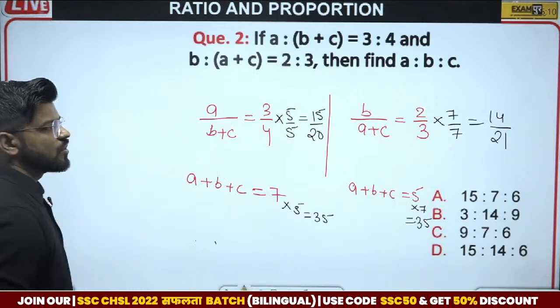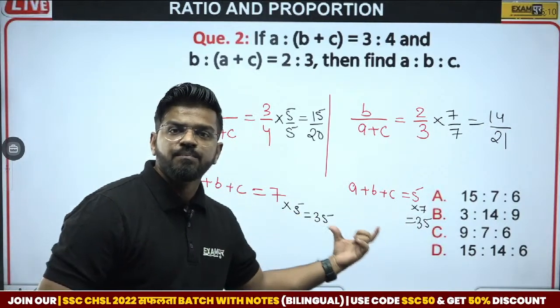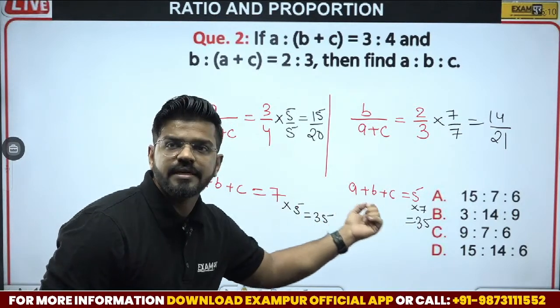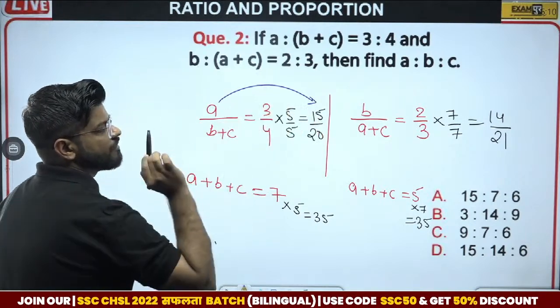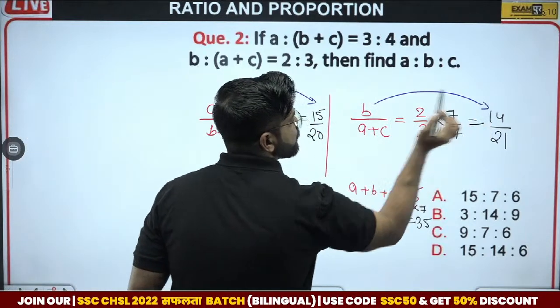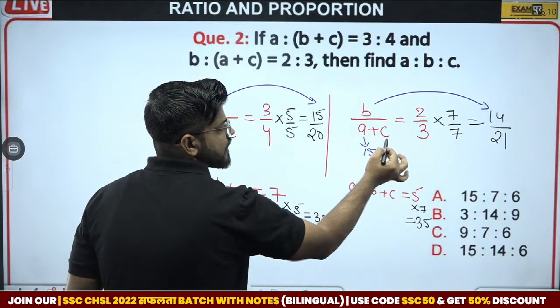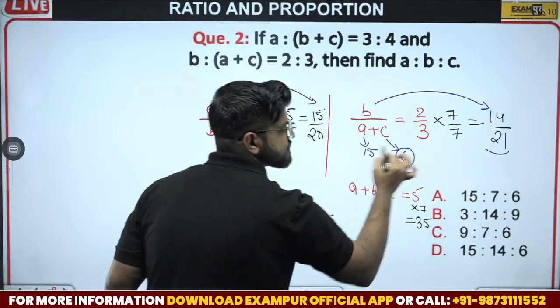Okay, so now you can directly compare, as we have equated both the equations, that is a plus b plus c here is 35 and also here is 35, right? Now we can directly compare. A is equal to 15, b is equal to 14. If a is equal to 15, then what is c? Now a plus c is 21, so c is 6, right?